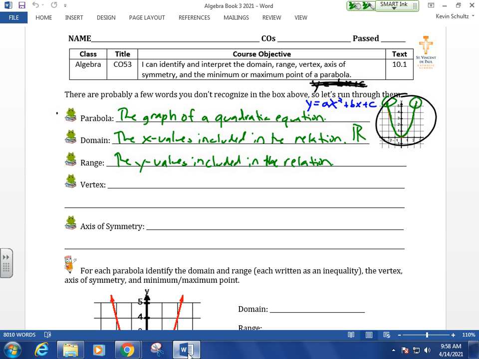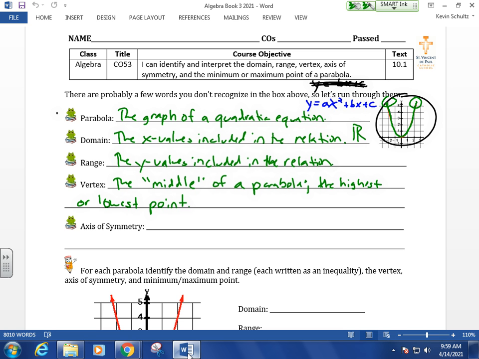Okay, the vertex is the middle, and I'm going to put that middle in quotes here, the middle of a parabola, and it's the highest or lowest point. The highest or the lowest point is basically where that curve happens. That center point is called the vertex.